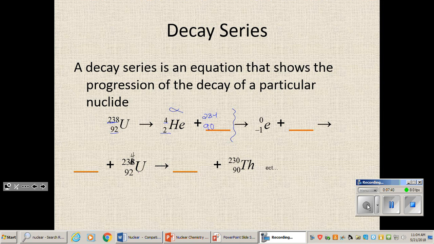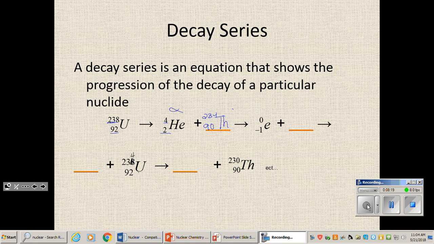Now once the atomic number changes, it is no longer uranium. Please remember the number of protons is what determines the identity of the element. So with it losing two protons, it's now something new. If you look on your periodic table, you can see that element number 90 is thorium. And that is the first nuclide in the decay series for uranium-238.